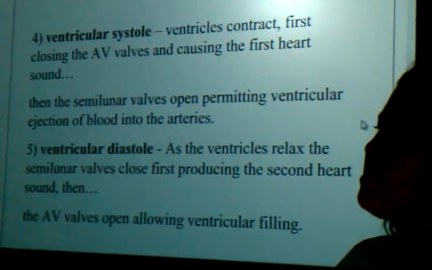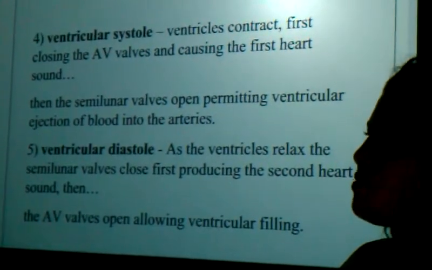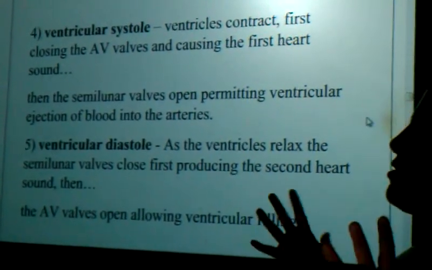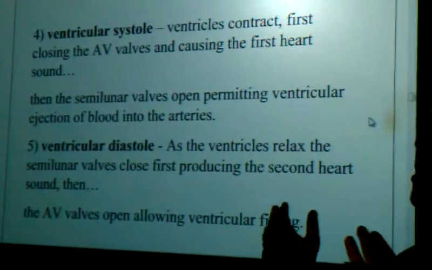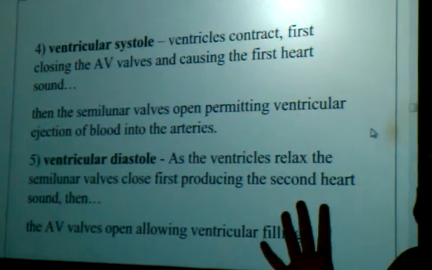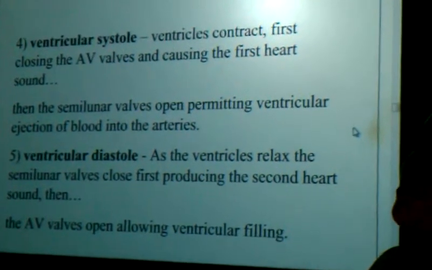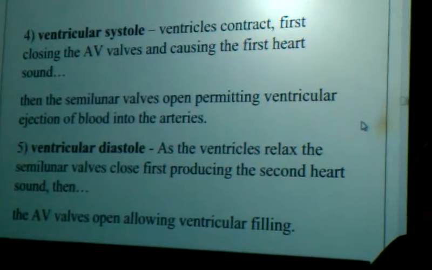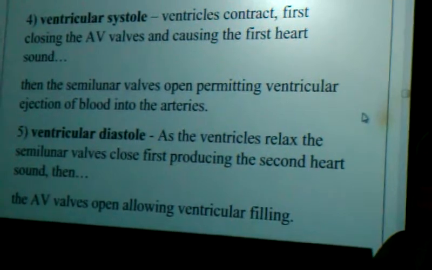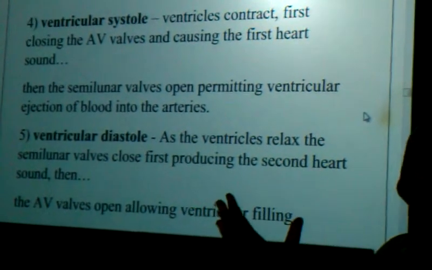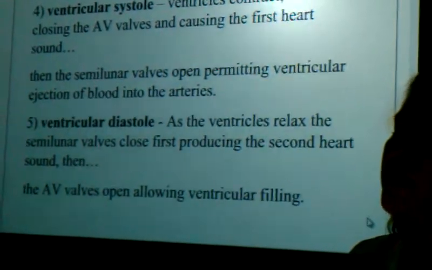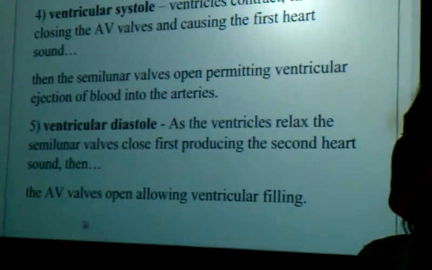So ventricular systole occurs at the same time as atrial diastole. Ventricular systole, the ventricles start to contract, the AV valve snaps shut, first heart sound, blood is forced into the great vessels, semilunar valves open, okay, and blood is forced into the circulation, okay. The contraction lasts for like 0.2 seconds, and then everything is forced out of the heart, and now the heart can relax, and we have ventricular diastole, the last event in our cardiac cycle.